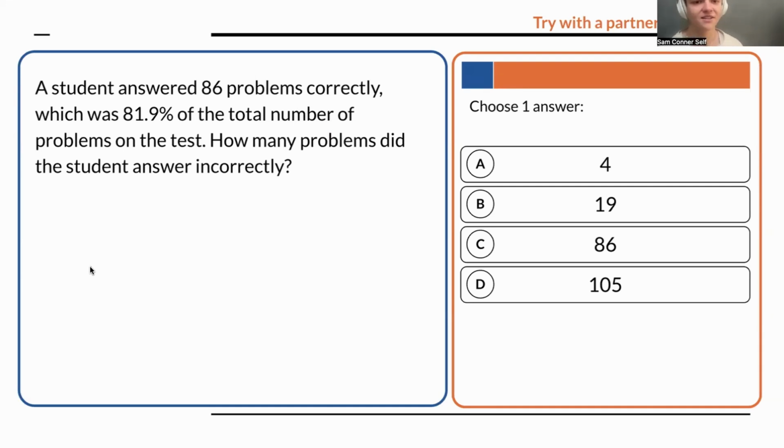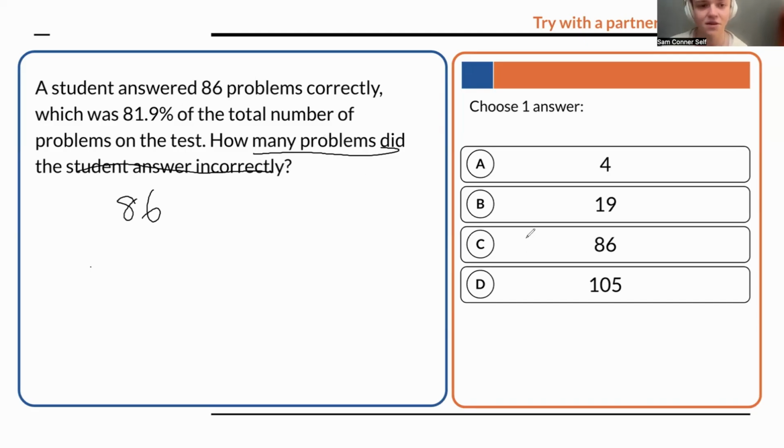So if a student answered 86 problems correctly, which was 81.9% of the total number of problems on the test, how many problems did the student answer incorrectly? So taking this, we know that 86 is... All right, so they're asking us how many problems did the student answer incorrectly? So, using some problem solving strategies just before we even start the math, if we know that 86 is 81.9% of the total number of problems, we know that whatever number that was incorrect has to be less than 86.